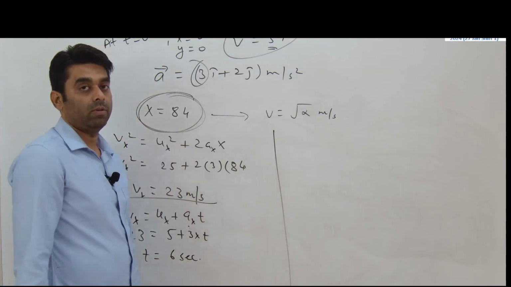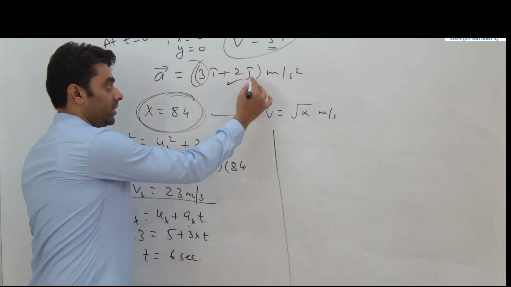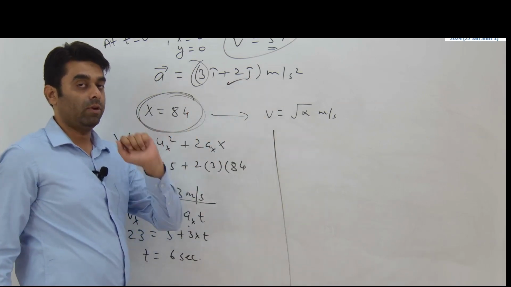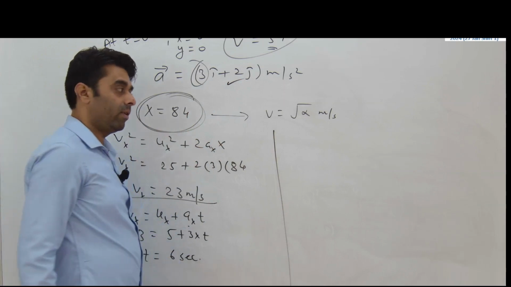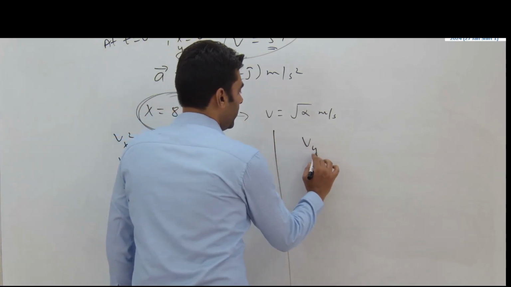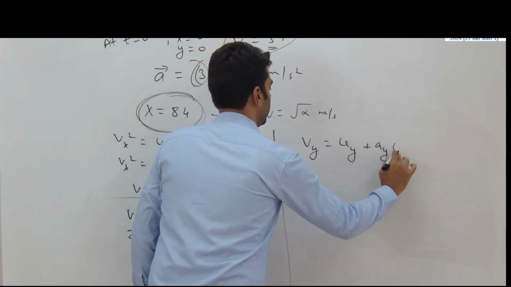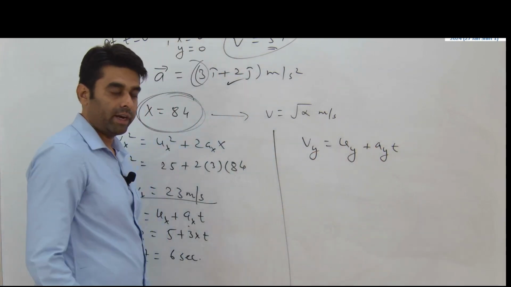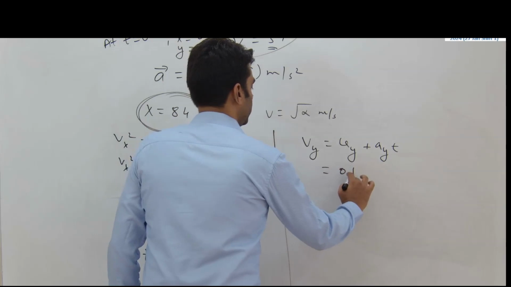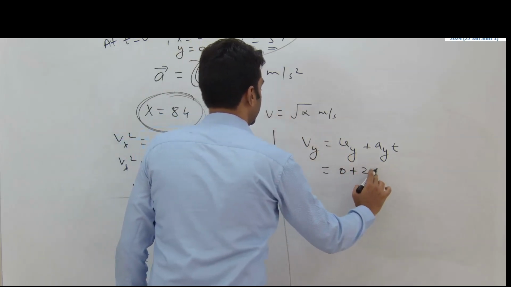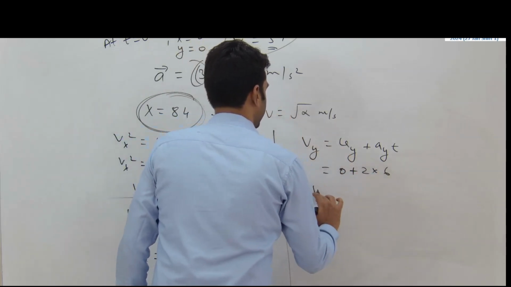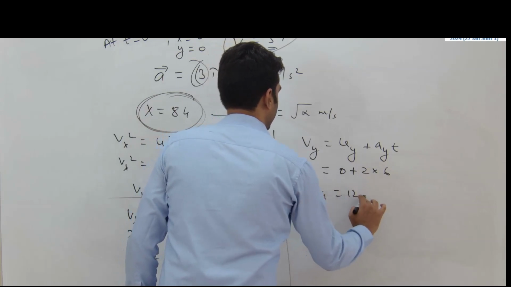Now we know the acceleration in y direction. Let us calculate the velocity in y direction. So what can we write? Vy is equals to uy plus ay into t. V equals to u plus at in y direction. Initially it was 0. Acceleration in y direction is 2, into time 6. So Vy value comes out to be 12 meter per second.